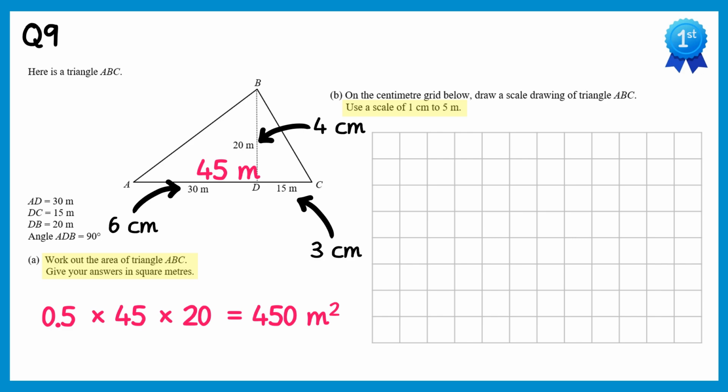So we now know we need to draw a triangle, which is 6 centimeters first, and then from here another 3 centimeters, and then we also need this height which goes up 4 centimeters, and that goes here. So if we connect up those points like this, we don't actually need that dotted line, here's your final triangle.